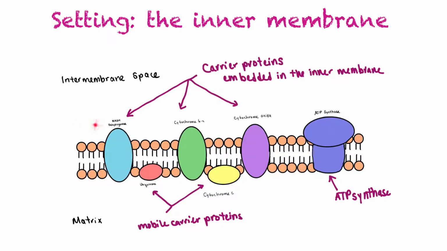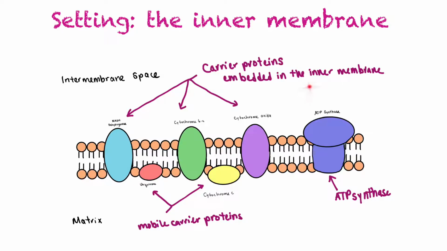And here we have a portion of the inner membrane of the mitochondria. And you can see that there are several carrier proteins that are embedded in the membrane. So these ones don't move. The first one is called NADH dehydrogenase. The second one is called cytochrome BC. And the third one is called cytochrome oxidase. And then there are two mobile carrier proteins. They act like shuttles that can carry things back and forth between the embedded ones. So one of them is ubiquinone, and the other one is cytochrome C.